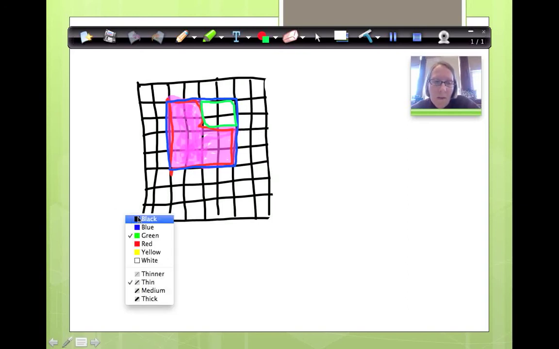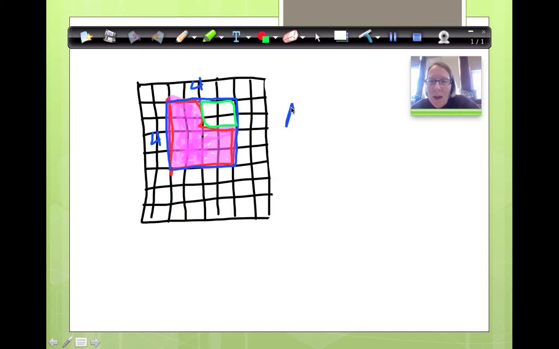All right, so here we go. This is blue. What are my sides for this rectangle? So 1, 2, 3, 4. This is 4. 1, 2, 3, 4. Ooh, awesome, it's a square. So the area of the blue rectangle is 4 times 4.